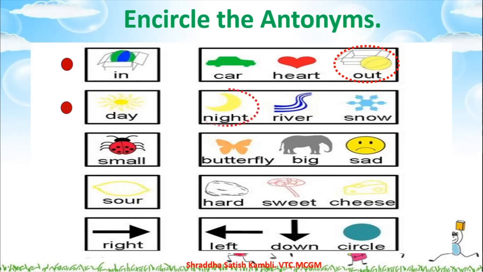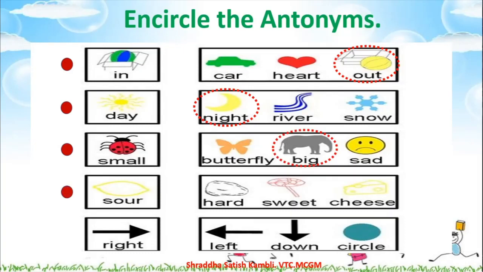It is night. See, this bug is small. So what is big? Is the butterfly big? Is the elephant big? Or is the sad big? So the opposite of small bug is big elephant. See, this is a lemon. It is sour.